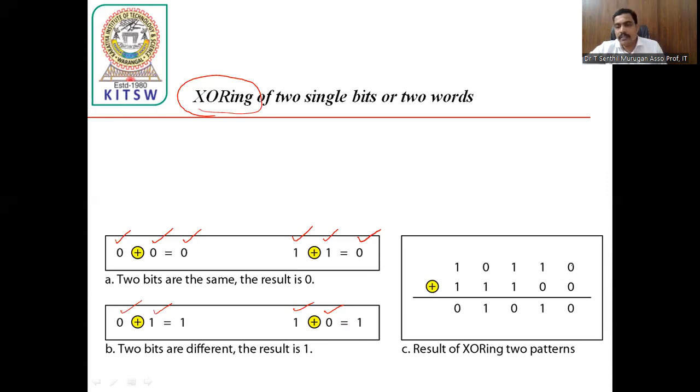Here these two words are given: 10110 and 11100. How can we perform the XOR operation? After putting them together, you can apply it bitwise. First, 1 and 1, same bit, answer is 0. Then a different bit, answer is 1. Next the same bit, answer is 0. Then a different bit, so the answer is 1. Then the same bit, answer is 0. So this is how to apply the XOR method.